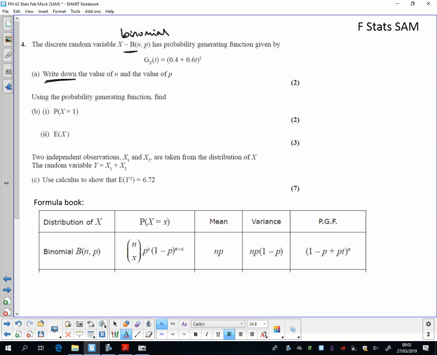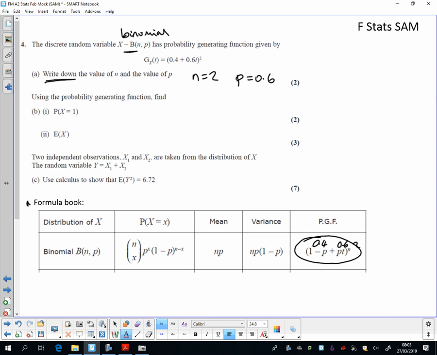If you look into your formula book, under binomial, it's got the probability generating function here. So we can just match this up. As you can see, it should be 1 minus the probability, so that bit's 0.4, plus the probability, 0.6, times t, to the power of n, 2. So therefore, n equals 2, that's the power, and p is 0.6, that's the number in front of the t in this form.